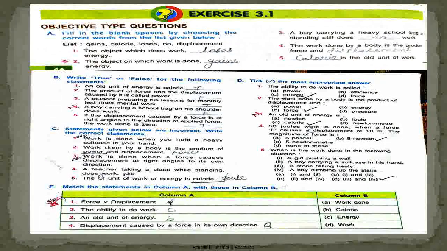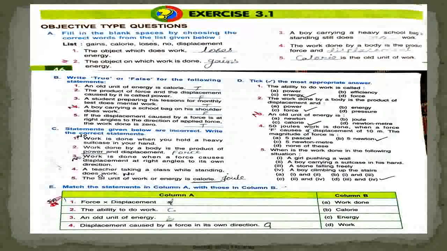Third one, a student preparing his lessons for a monthly test does mental work. Yes, it is called mental work, not physical work. Okay, so the third one will be true. Fourth one, a boy carrying a school bag on his shoulder does work. False. He is not doing any kind of work. Clear?